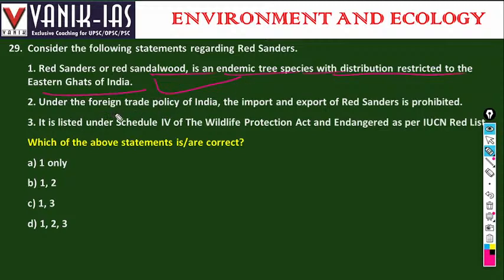Under the foreign trade policy, export of red sandals is prohibited. This is right? No, this is not right. It is not prohibited. Here especially import is prohibited, but export is restricted. Some restricted items can be exported. Both are not prohibited, so this is wrong. Import is prohibited. Export is controlled.